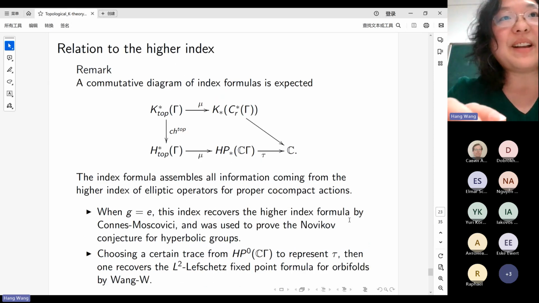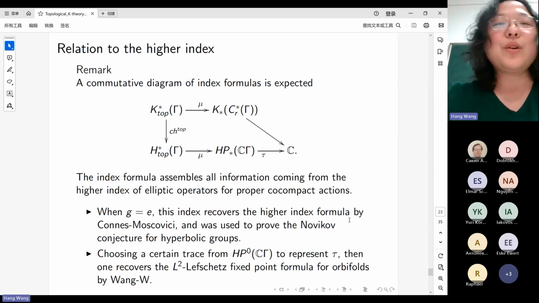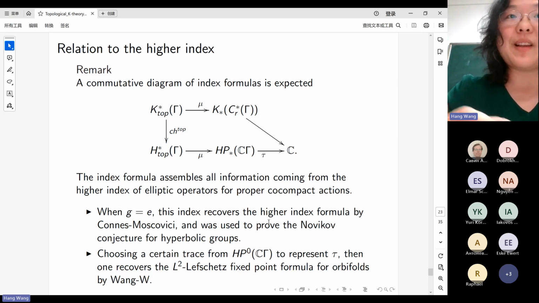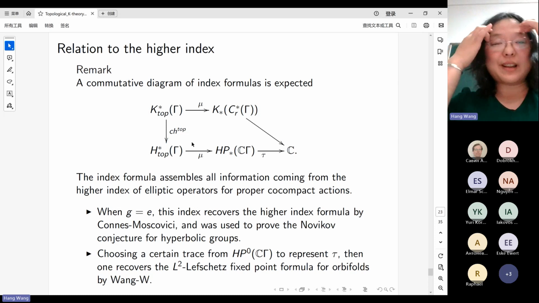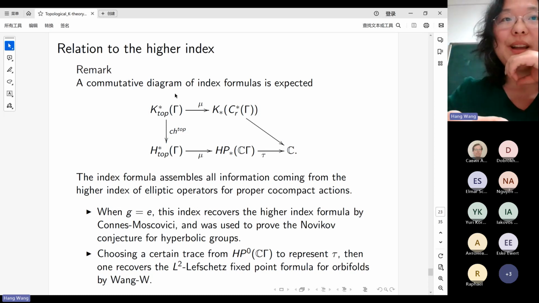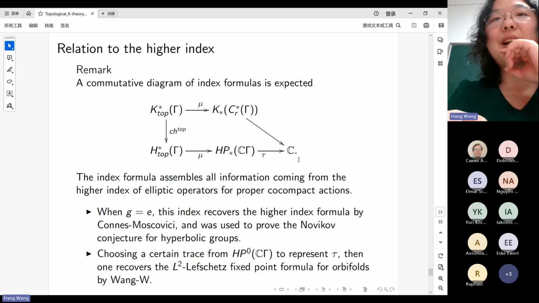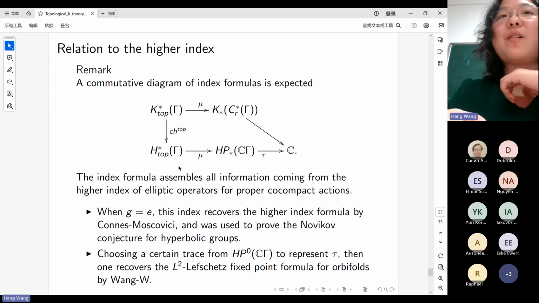Okay, and finally, so what we have been discussing. So finally, the summary is that we have been discussing making a Chern character of the topological K-theory of gamma, and then by pairing with a cyclic cocycle, one can obtain a number, and this number can be computed. So we have been working on the left-hand side of the Baum-Connes map.